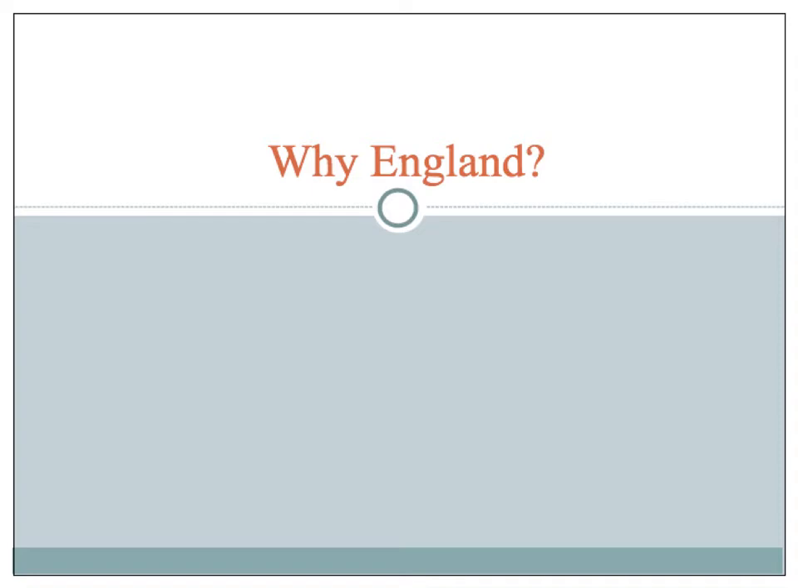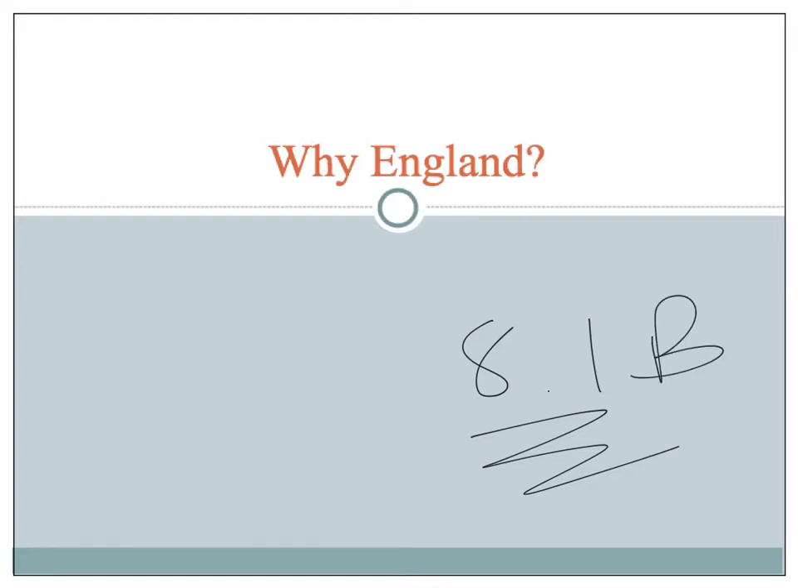All right, so this is part 2 of 8.1. Say B because it's the second letter of the alphabet, in case you did not know. 8.1, we're looking at why England. Why does the Industrial Revolution start in England? Why doesn't it start in, say, Slovakia or Russia or Djibouti? I mean, why not? So we're going to look here at why the Industrial Revolution starts in England.